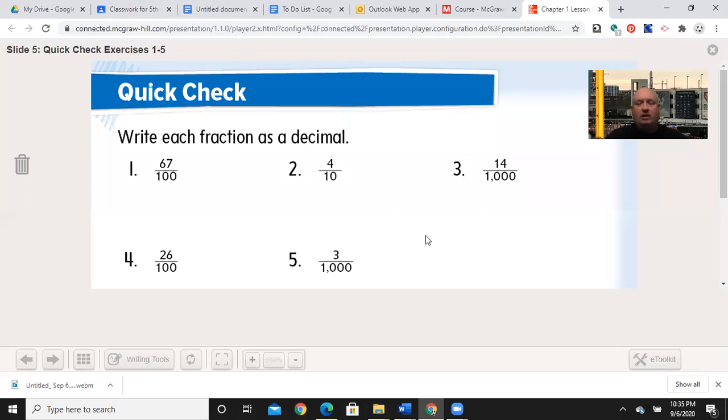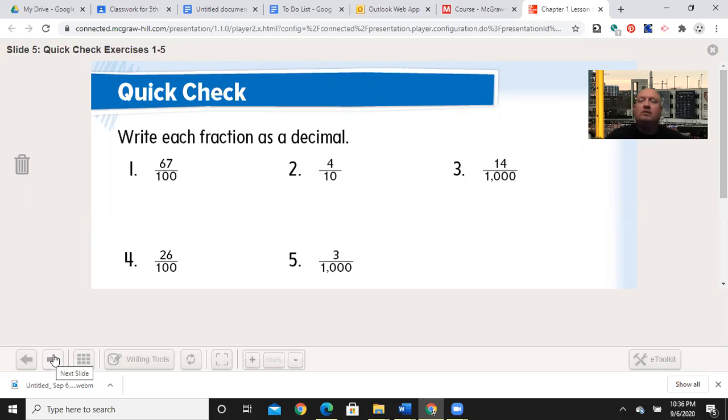Let's do our quick check. What I'm going to ask you to do is either grab a dry erase board or a scrap piece of paper, and pause the video and write the answers to these 5 problems. What is each fraction as a decimal? Then unpause the video and come back and join me. Go ahead and pause it now.